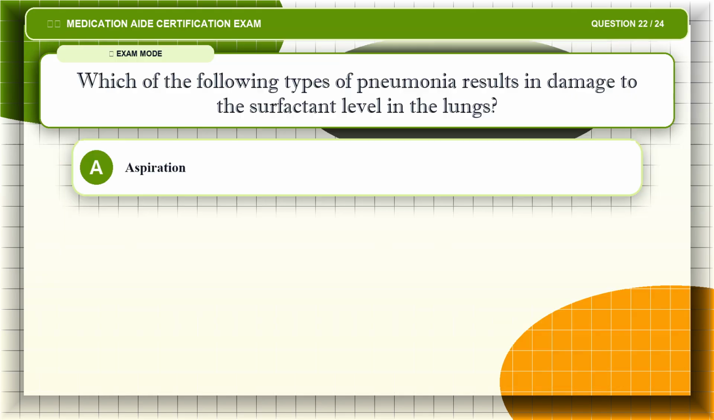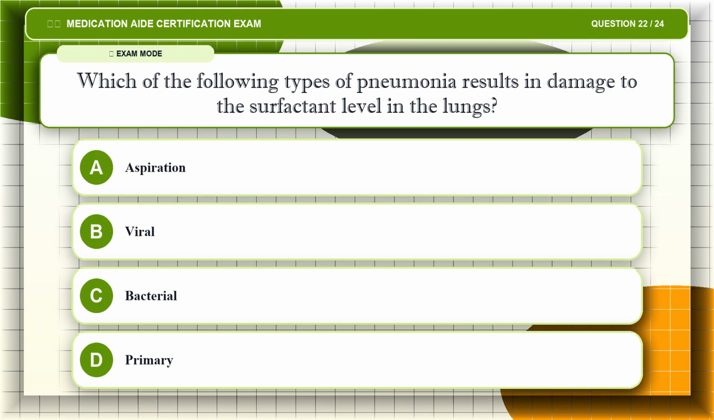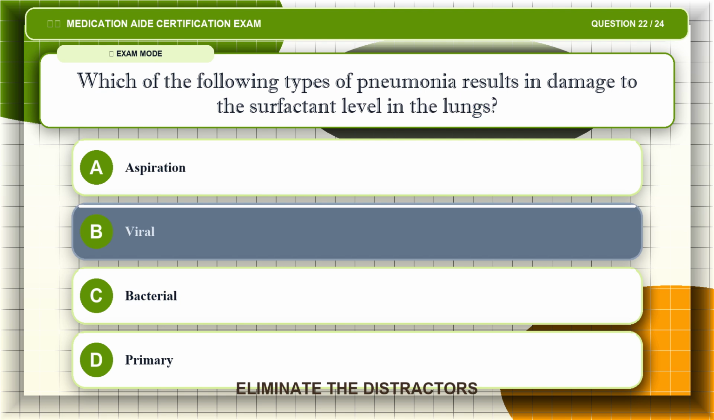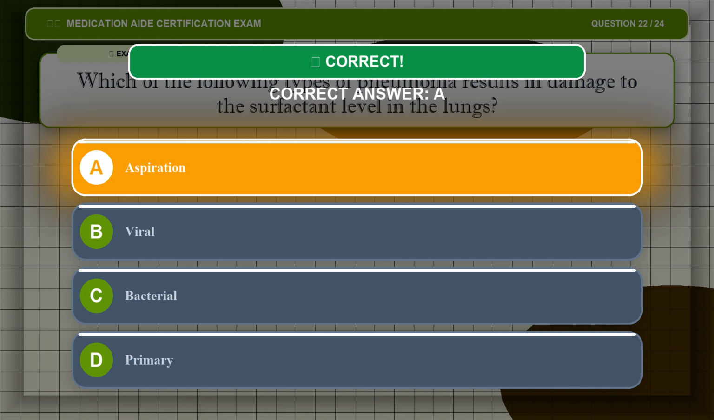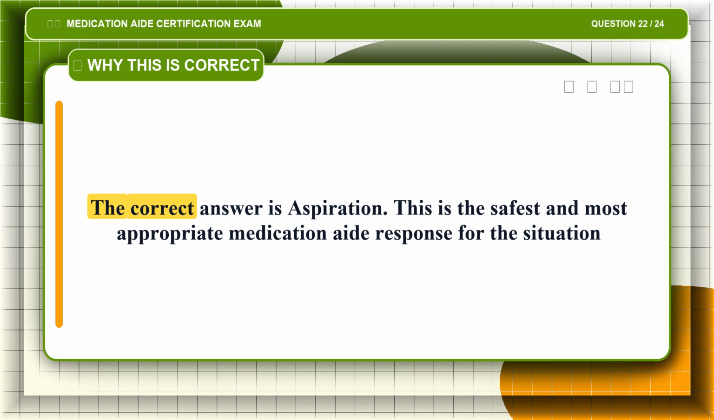Question 22. Which of the following types of pneumonia results in damage to the surfactant level in the lungs? Option A, aspiration. Option B, viral. Option C, bacterial. Option D, primary. The correct answer is option A, aspiration. This is the safest and most appropriate medication aid response for the situation.